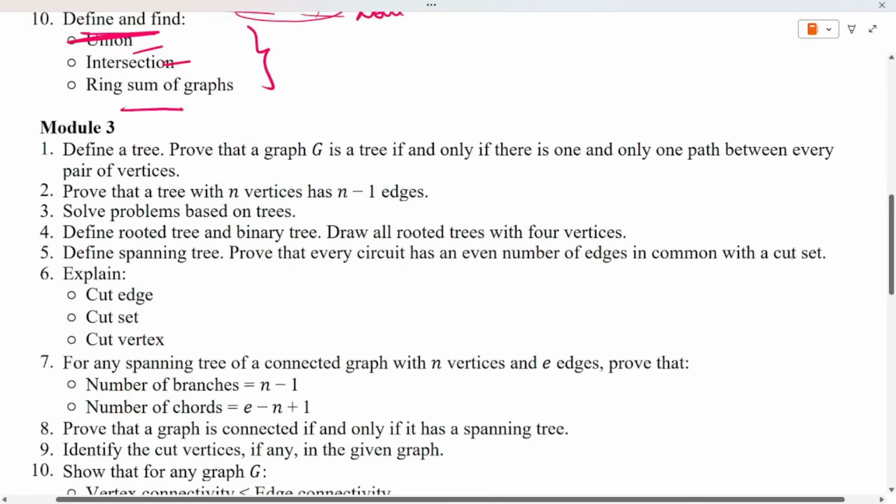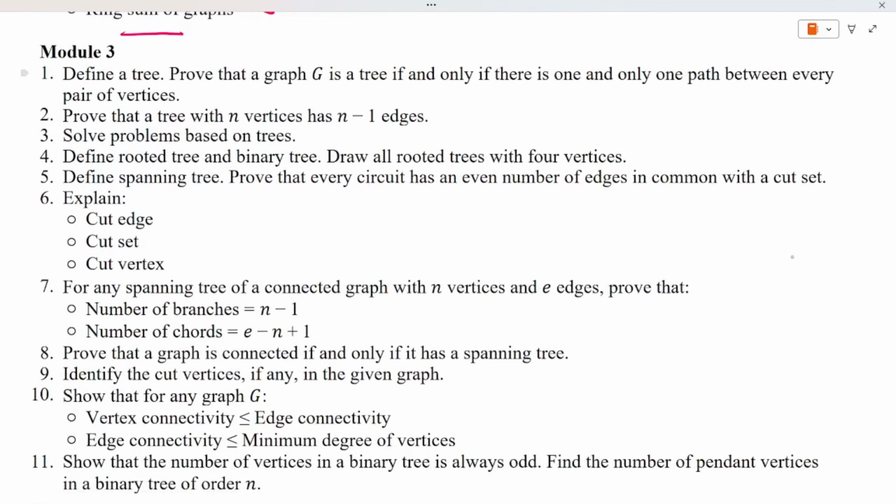Next is module 3. Module 3 is about trees. Define a tree. Prove that a graph G is a tree if and only if there is one and only one path between every pair of vertices. Prove that a tree with n vertices has n minus 1 edges, and solve problems based on these trees. Next, define rooted tree and binary tree. Define all rooted trees with 4 vertices.